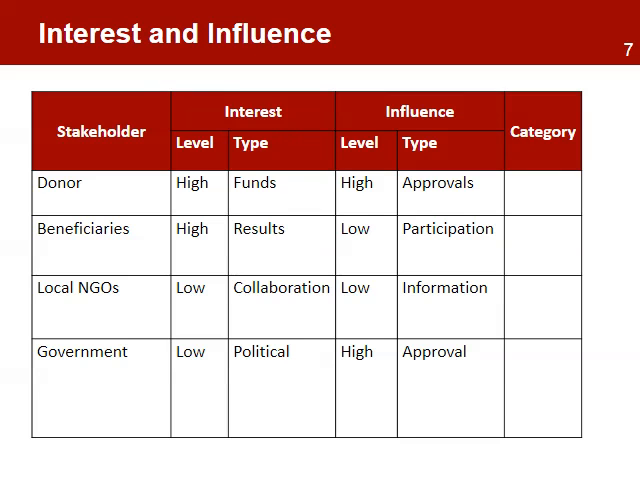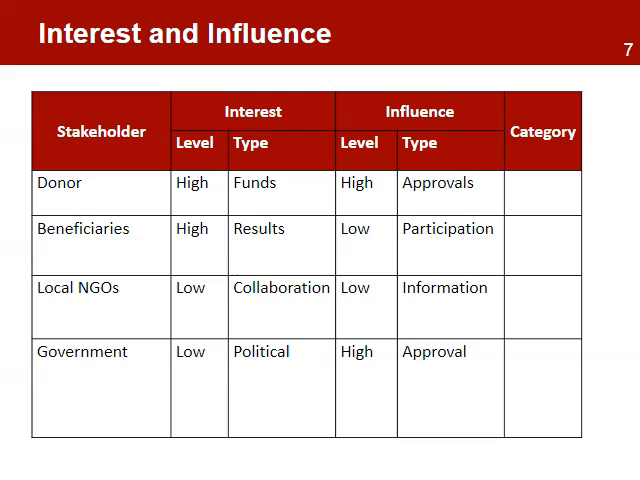Once the team has completed the identification of all stakeholders, they have to analyze each stakeholder based on their levels and types of influence and interest. Influence is defined as the power a stakeholder has over the project. The type of influence can be on access to resources, information, political, or social. For example, the donor has influence and power over the financial resources of the project.